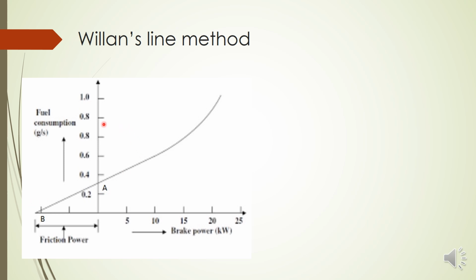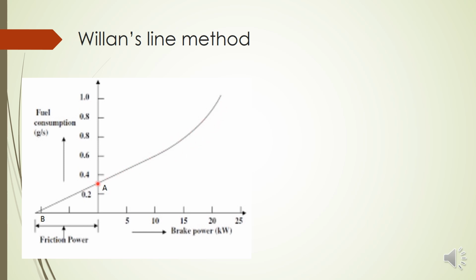So here we are plotting the fuel consumption in gram per second or whatever it is in the y-axis, and corresponding brake power in kilowatt in x-axis. So you will get a number of points. You fit a straight line.